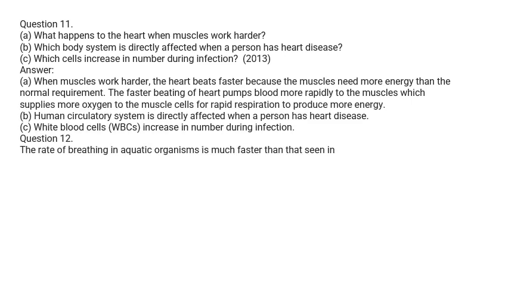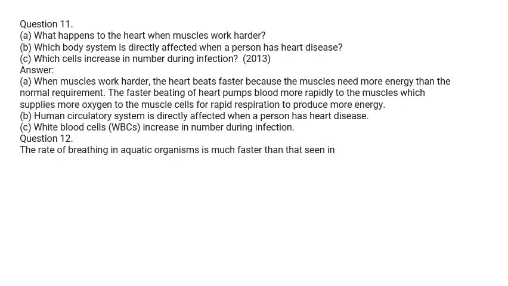So answer for the first one, when muscles work harder, the heart beats faster because the muscles need more energy than the normal requirement. The faster beating of the heart pumps blood more rapidly to the muscles, which supplies more oxygen to the muscle cells for rapid respiration to produce more energy.